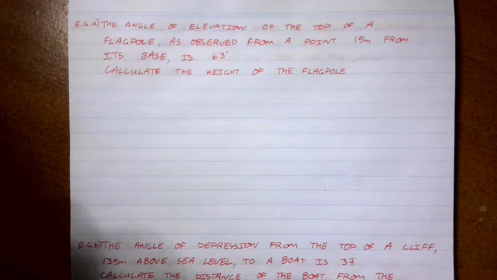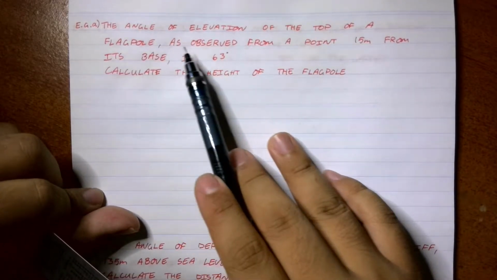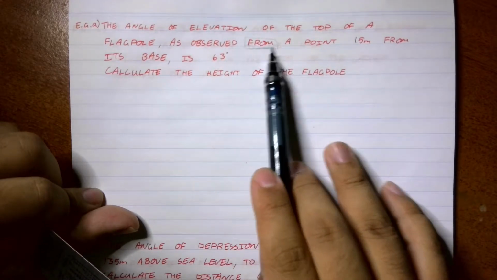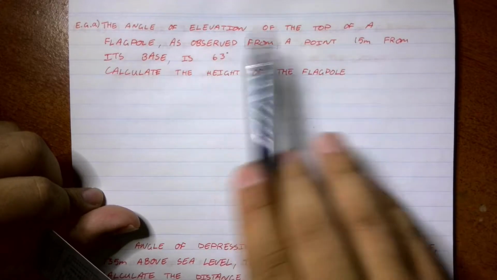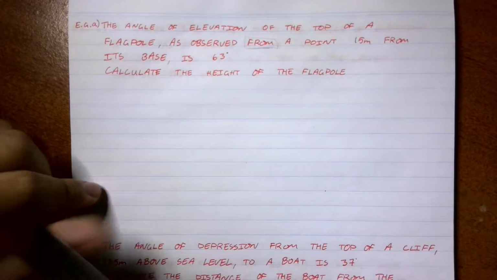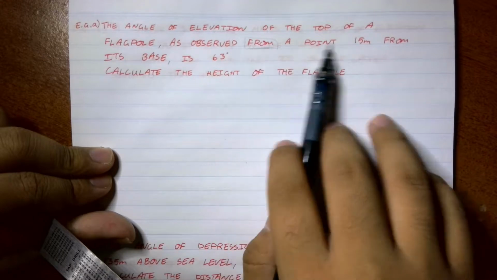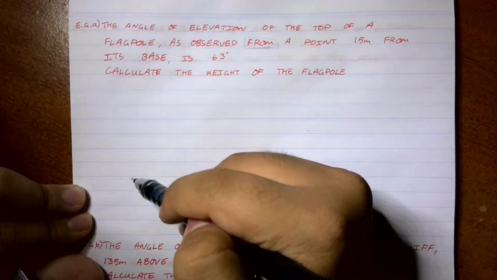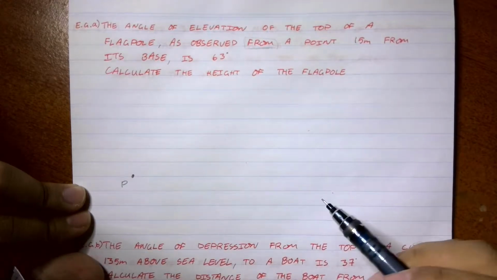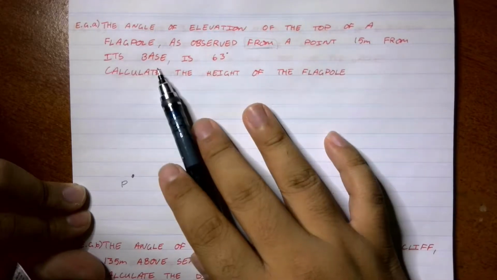The angle of elevation of the top of a flagpole as observed from, remember I'm highlighting the word from, a point 15 meters from its base. Okay, this is a little bit confusing, but that's okay. So let's find a point from. So here's any old point. Let's say this is the ground. Let's put this as P for point. So from a point 15 meters from its base.